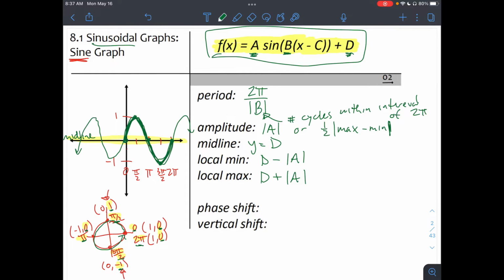Again, your amplitude is this value, the absolute value of A, and again, the phase shift is going to be found by taking the expression that's inside the function, which is b times the quantity x minus c, setting that equal to 0 and solving for x. And that gives you your phase shift, or the horizontal shifting. And finally, the vertical shift, again, is just going to be your d value, just like it is in any other function.